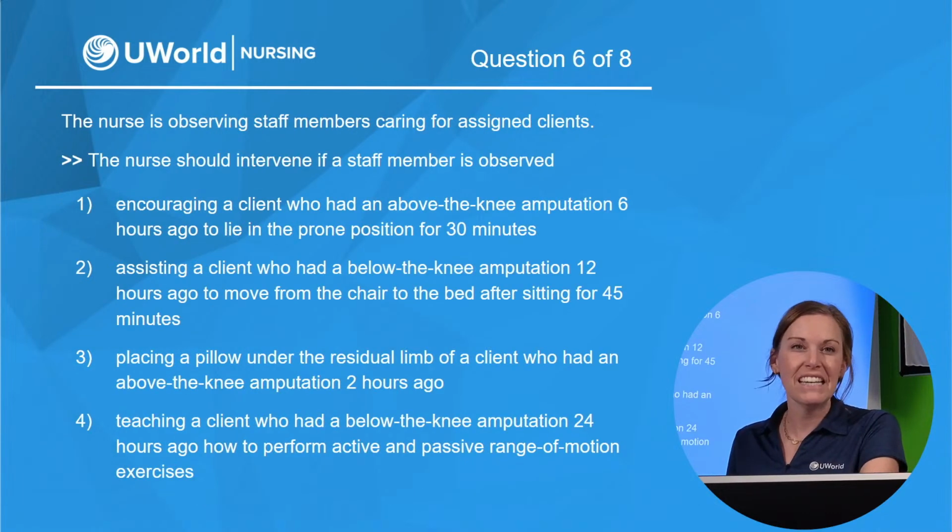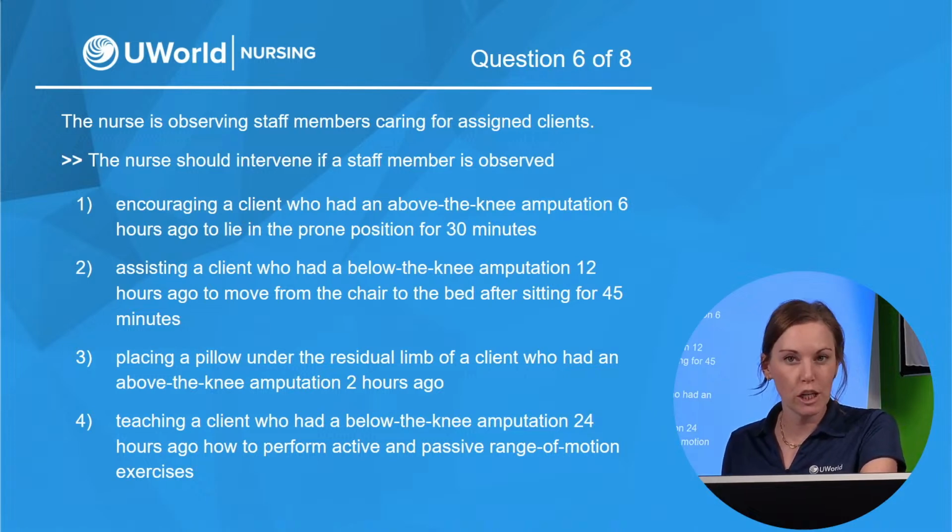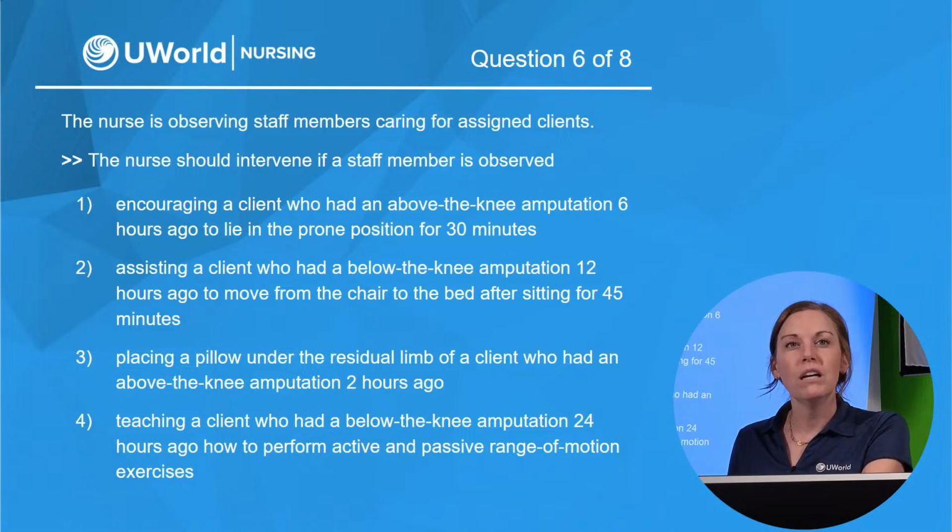All right, question 6. The nurse is observing staff members caring for assigned clients. The nurse should intervene if a staff member is observed. So keyword is intervene, so think about that as we're reading. Option 1, encouraging a client who had an above-the-knee amputation 6 hours ago to lie in the prone position for 30 minutes. Option 2, assisting a client who had a below-the-knee amputation 12 hours ago to move from the chair to the bed after sitting for about 45 minutes.